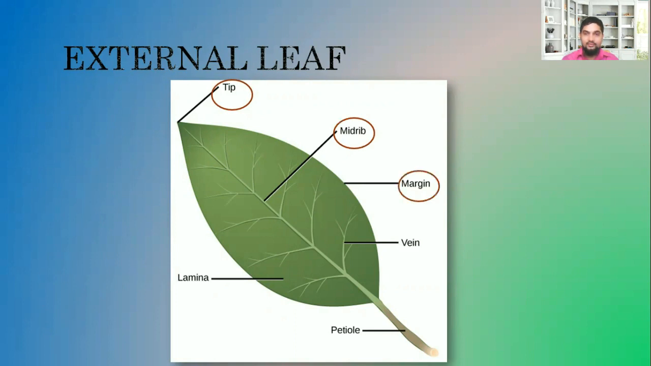Then we have the margin, and this is referring to the edge of the leaf. We have a network of veins, and the network of veins branches off from the midrib. The veins contain xylem and phloem tubes. The petiole holds the leaf onto the stem, and then we have the lamina. The lamina would be the flat structure of the leaf, or the flat surface of the leaf.